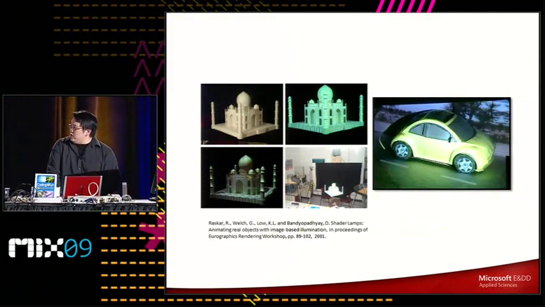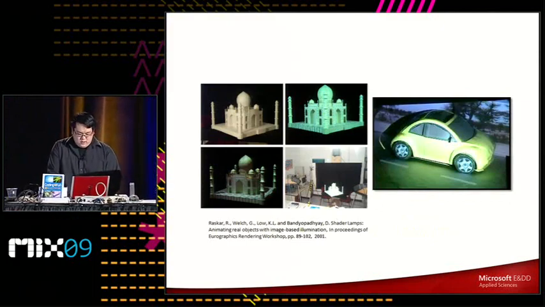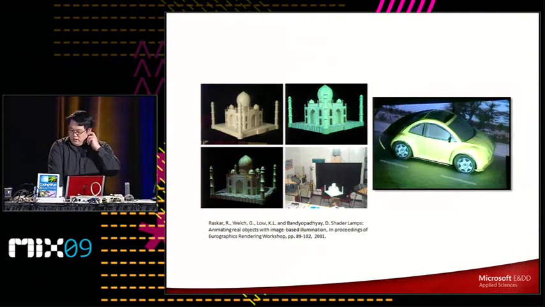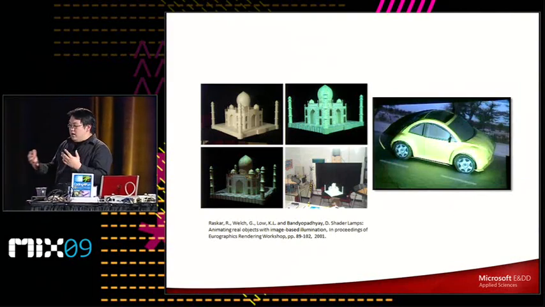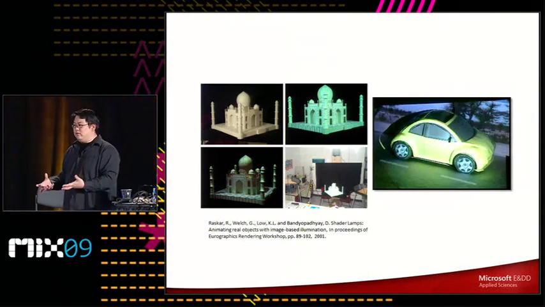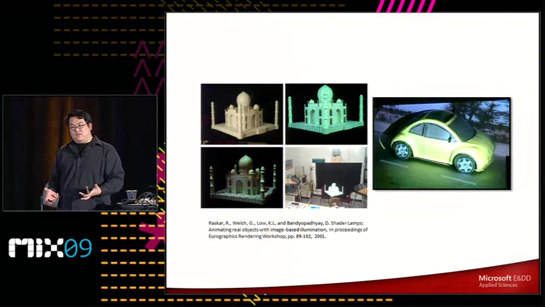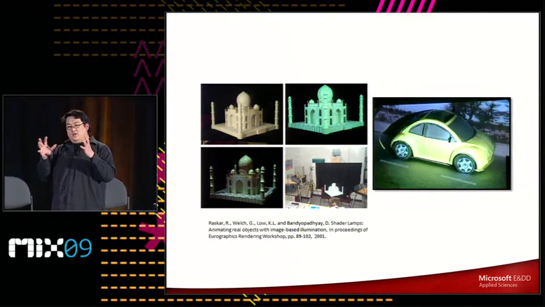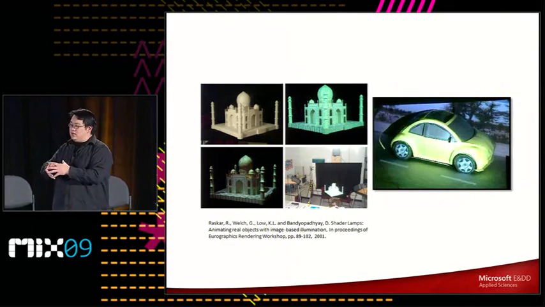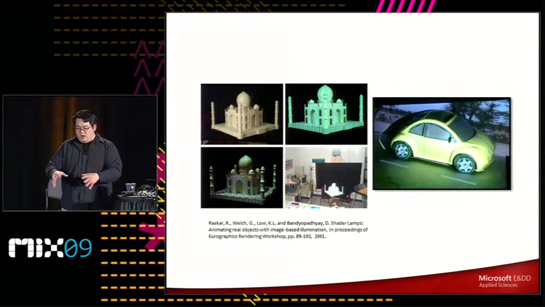I mentioned this earlier, and this is the shader lamps work. Actually, I wish I had video of this one. I don't. The one on the right, I helped a little bit with. They had a gray physical model of a Volkswagen Beetle, and they also had the 3D digital model in the computer. And using this idea of visible or projected augmentation, they can actually give the physical model a custom paint job.